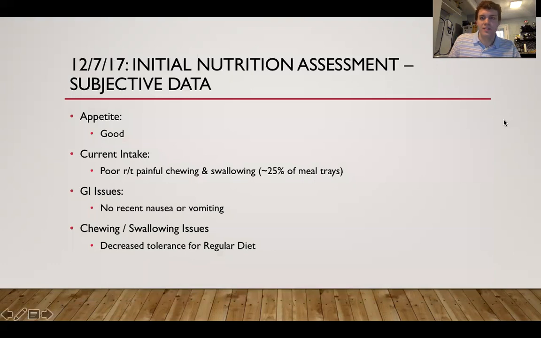And then some subjective data. He had an appetite, but his current intake was pretty poor, related to painful chewing and swallowing that he was experiencing. He was only able to eat about a quarter of his meal trays, so the softer items on his tray. He had no recent nausea or vomiting. He had a decreased tolerance for the regular diet.